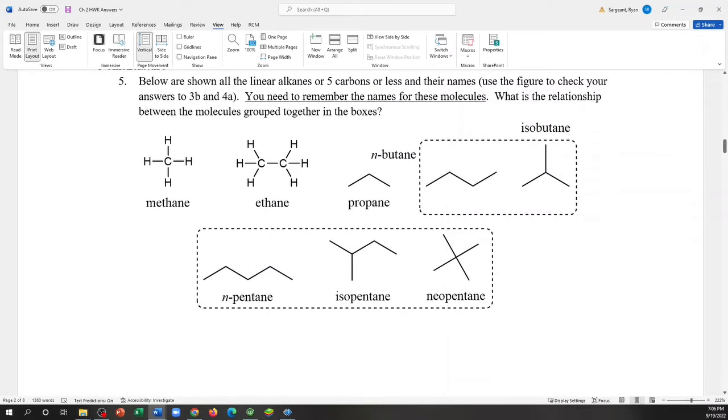You need to remember all of these words. We're going to use them, you're going to see them, you should know how to draw them. What is the relationship between the molecules grouped together in boxes? Well, those all have the exact same chemical formula, but a different carbon skeleton, and that is how we define constitutional isomers. So they are constitutional isomers.